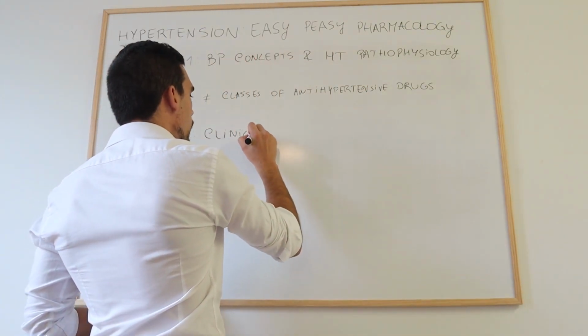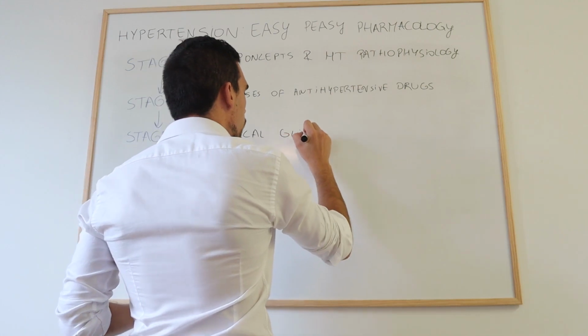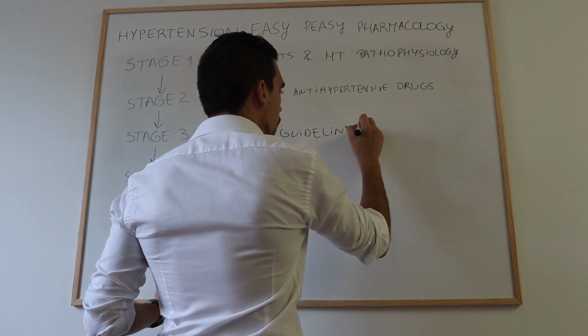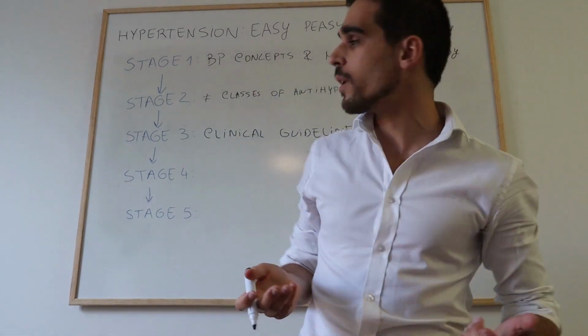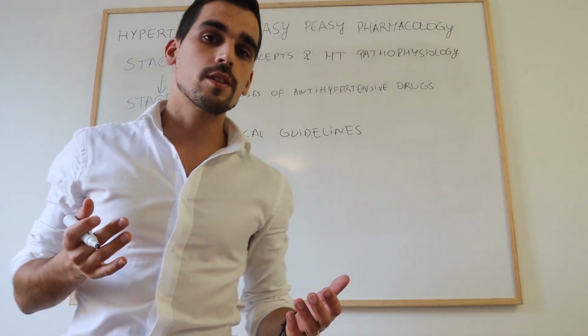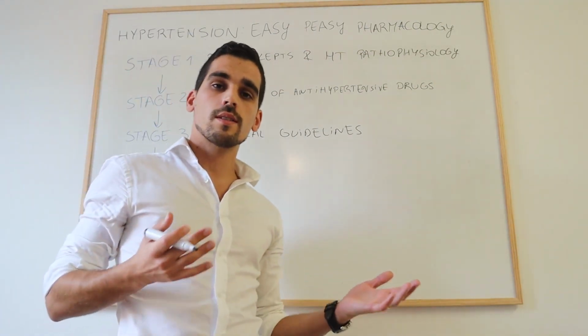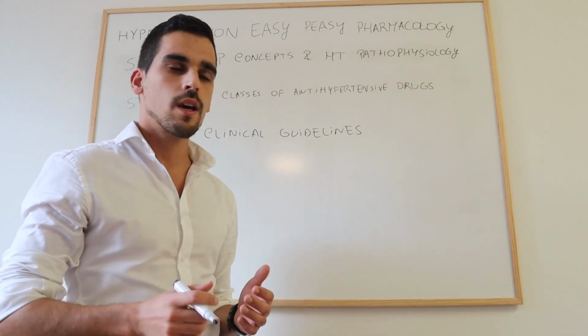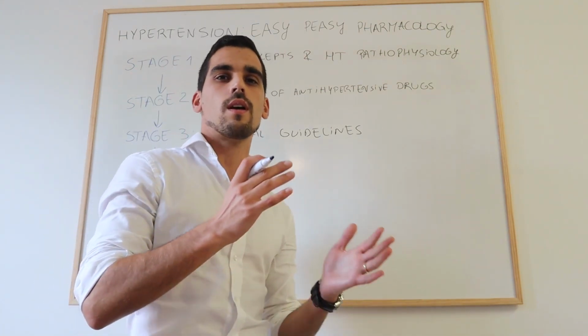So clinical guidelines for the hypertension treatment. So we will see first of all like the general scenario. If you have a normal person with hypertension, what is the first class to try according to their age.